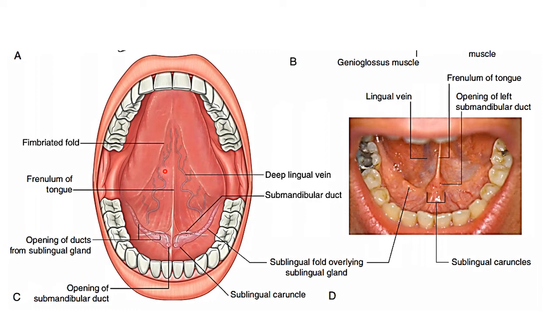On either side of the frenulum, there is a vein called the lingual vein. Lateral to the lingual vein is a rough fold called the fimbriated fold. So frenulum, lingual vein on either side, and then the fimbriated fold.